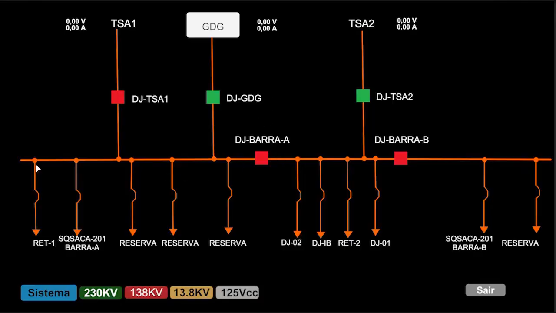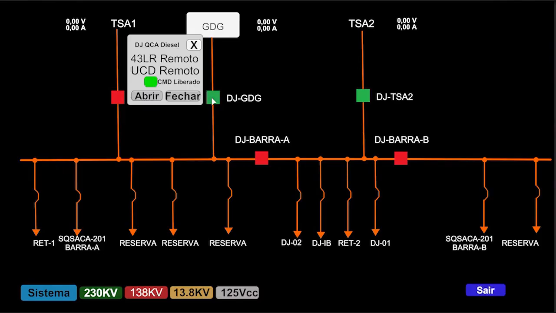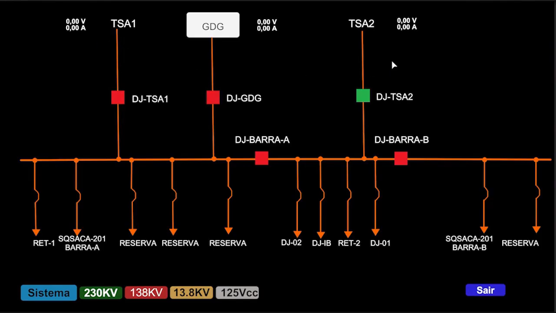And now to power this bus bar, I need to close the bus bar circuit breaker. Once that's done, I supply my 380 auxiliary service. And then I can restore my load.